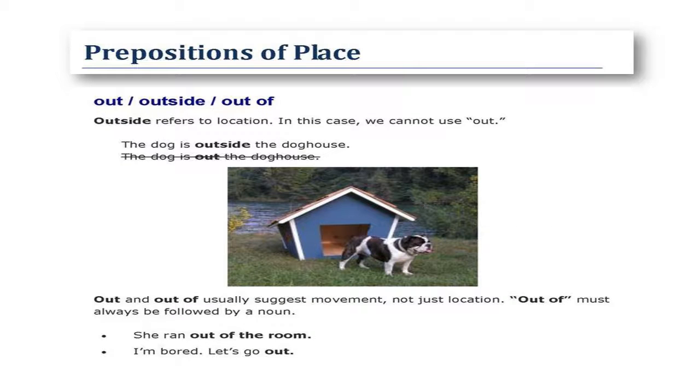Out, outside, out of. Outside refers to location. In this case, we cannot use out. The dog is outside the doghouse. Out and out of usually suggest movement, not just location. Out of must always be followed by a noun. She ran out of the room. I'm bored. Let's go out.